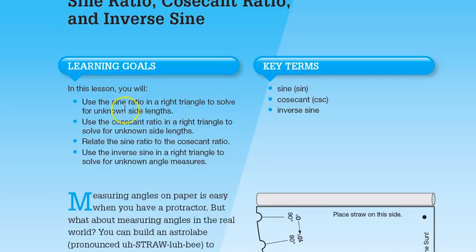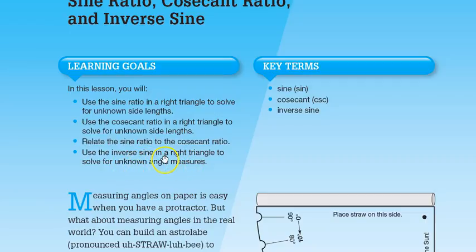So the relationship of sine and cosecant is just like the relationship between tangent and cotangent. They are inverses, or reciprocals, of each other. And then it says relate the sine ratio to the cosecant ratio. So there you have it right there. They are reciprocals of each other. And then use the inverse sine.